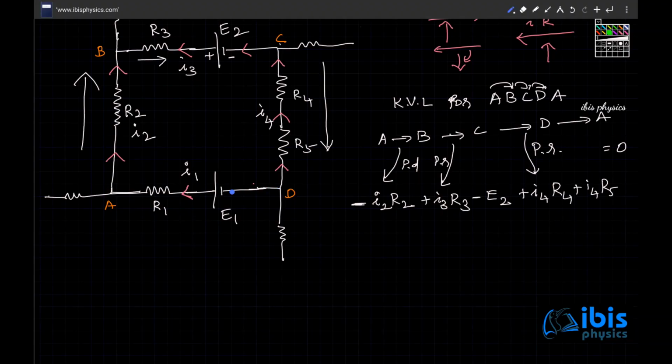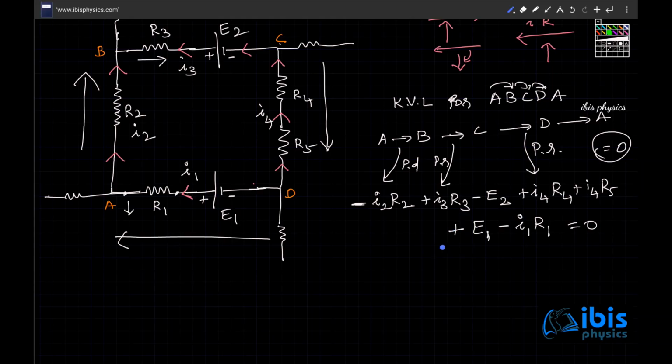You have to move from D to A. When you move from D to A, first you are crossing from minus of the battery to plus. So minus to plus means plus E1, and the current goes in the same direction. You also move from D to A, so the current and you are in the same direction. Compared to this point, it will be at lower potential, so it is a potential drop. So it is minus I1 R1. The sum of all this is equal to 0. Let's put 0 here. So far you have understood or not?